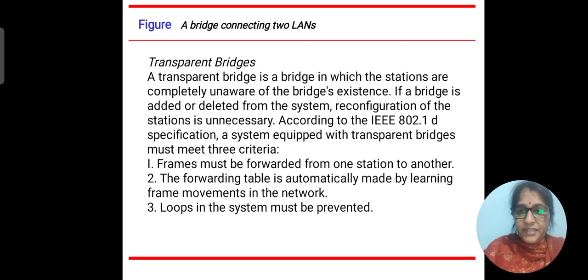According to the IEEE 802.1d specification, a system equipped with transparent bridges must meet three criteria. First, frames must be forwarded from one station to another. Second, the forwarding table is automatically made by learning frame movements in the network. Third, loops in the system must be prevented.